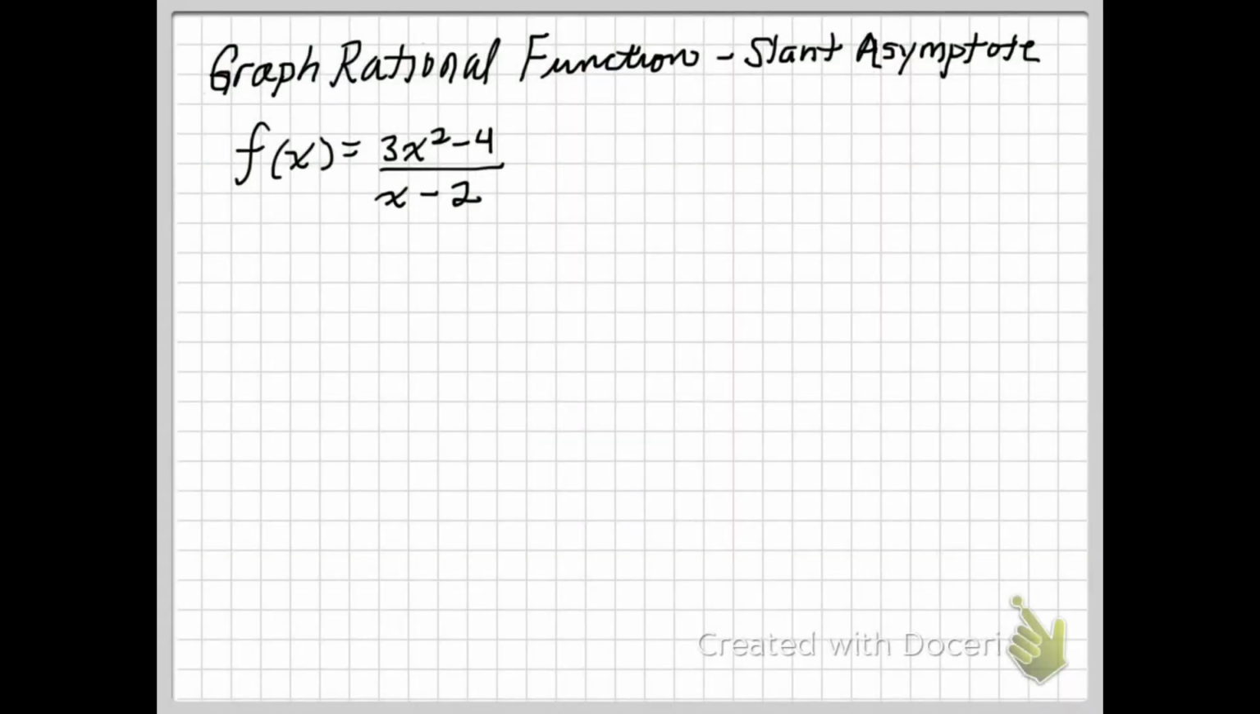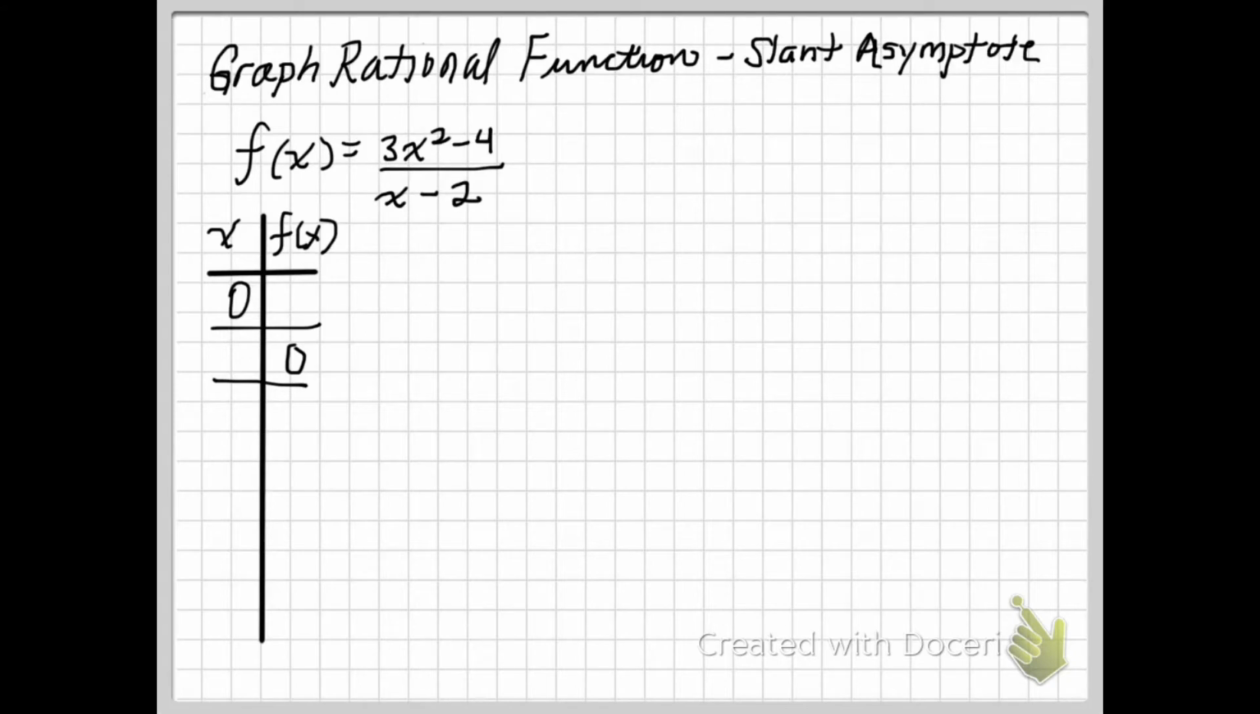This is a video on graphing a rational function that has a slant asymptote. As with graphing any function, we want to start off with a table of values. And we're going to, of course, find the y-intercept when x is 0 and the x-intercept when y is 0.